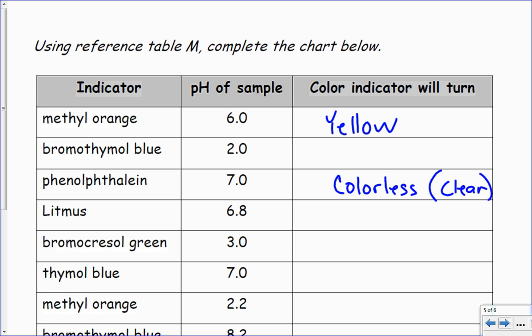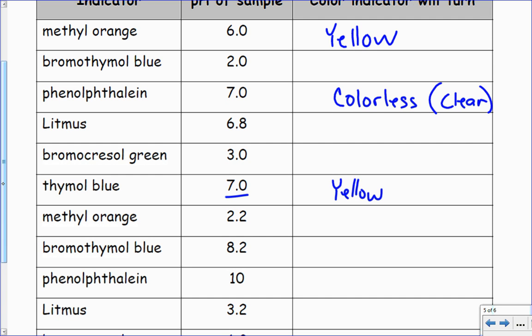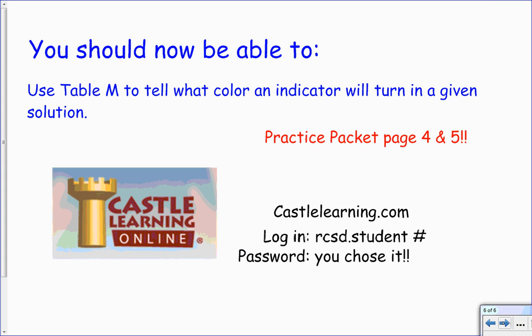That counts. Let me do one more, and I'm going to let you do the rest to complete your homework. Let me do thymol blue. I find thymol blue, the range says from 8 to 9.6. It goes from yellow to blue. And then the problem says 7. Well, 7 is lower than 8, so it's going to be yellow. Go ahead and follow that same pattern with all the rest of these and fill these in for full credit for your homework.